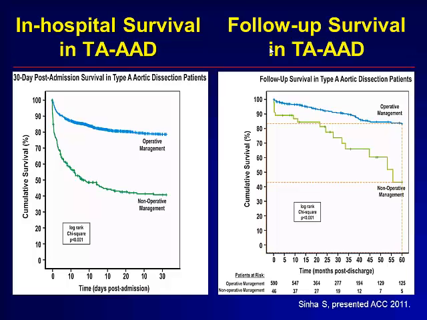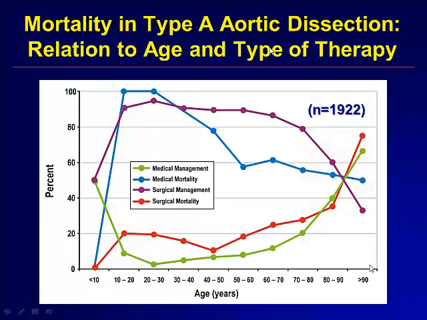We look at the current survival. Operated patients have about a 25% mortality, and non-operated patients, as you know, do very poorly. After discharge from the hospital, patients who've survived have about an 85% 5-year survival currently. How old is too old to operate?